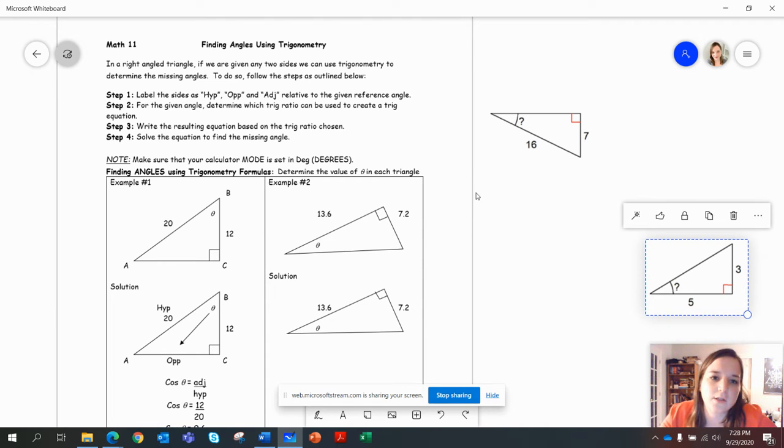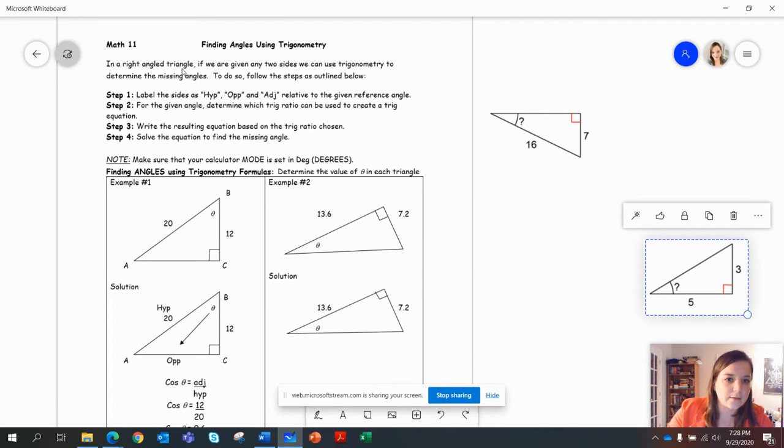Just a quick video to show you how to find angles using SOH CAH TOA. So we've already found sides using SOH CAH TOA, and I posted a video about that too. But now we're going to look at finding angles using SOH CAH TOA. When you're finding angles using SOH CAH TOA, you're going to be given at least two sides, and they're going to be asking you to find one of the angles.